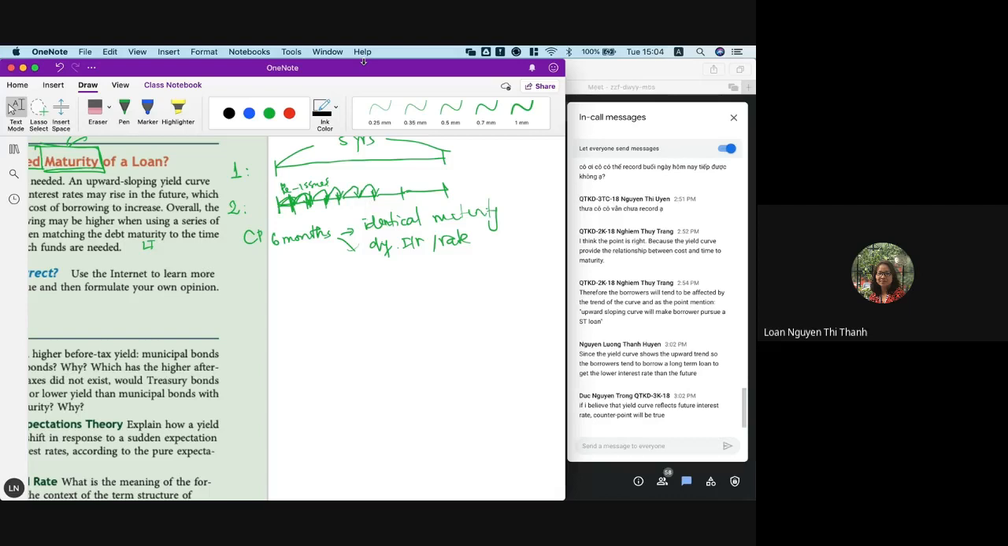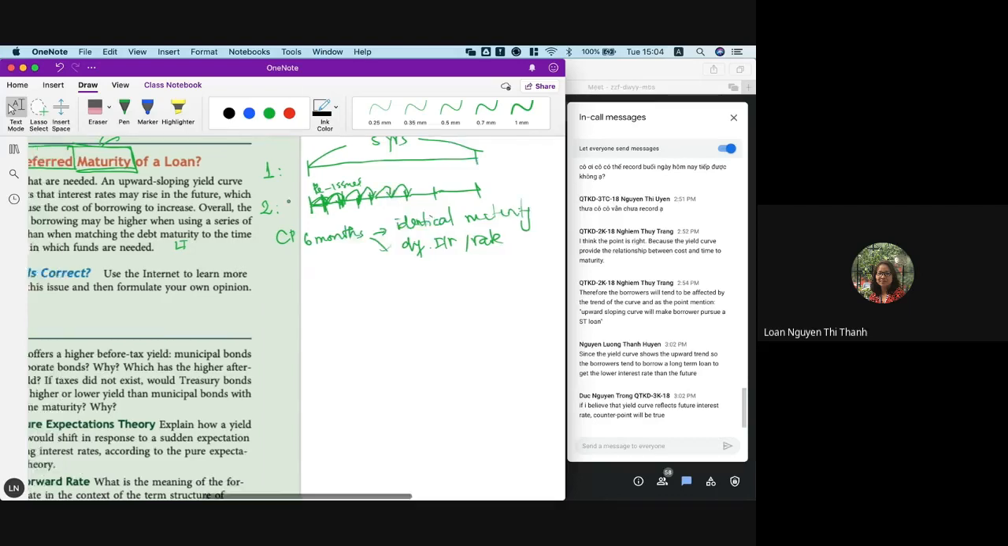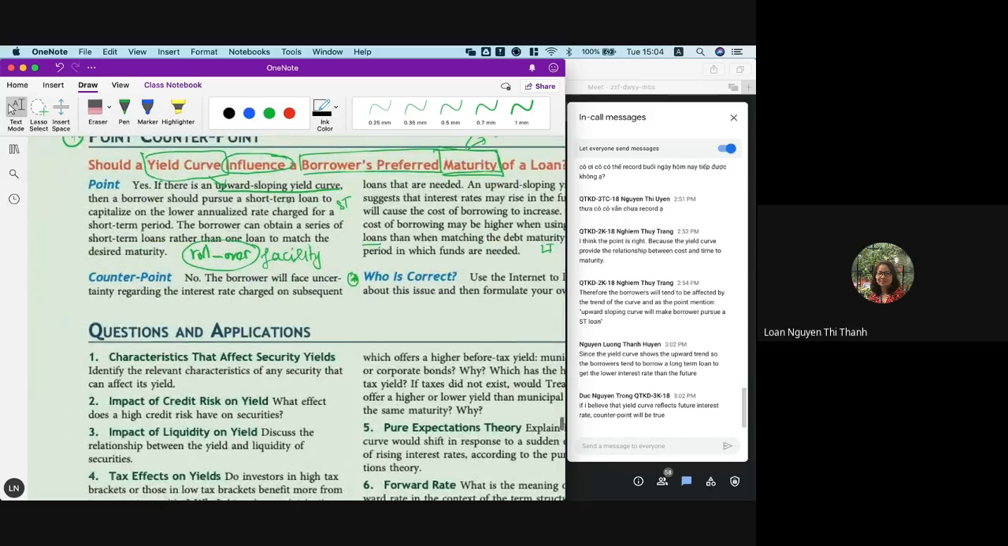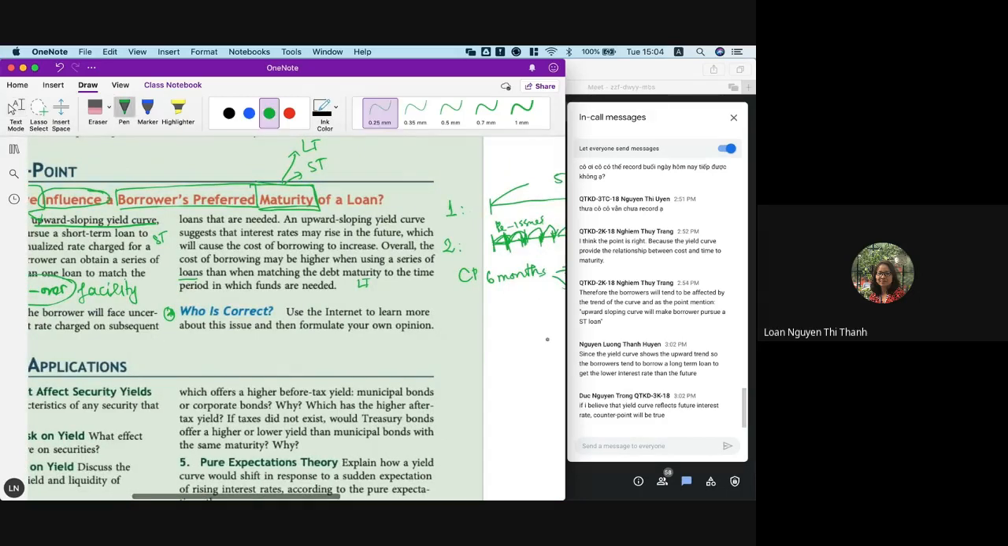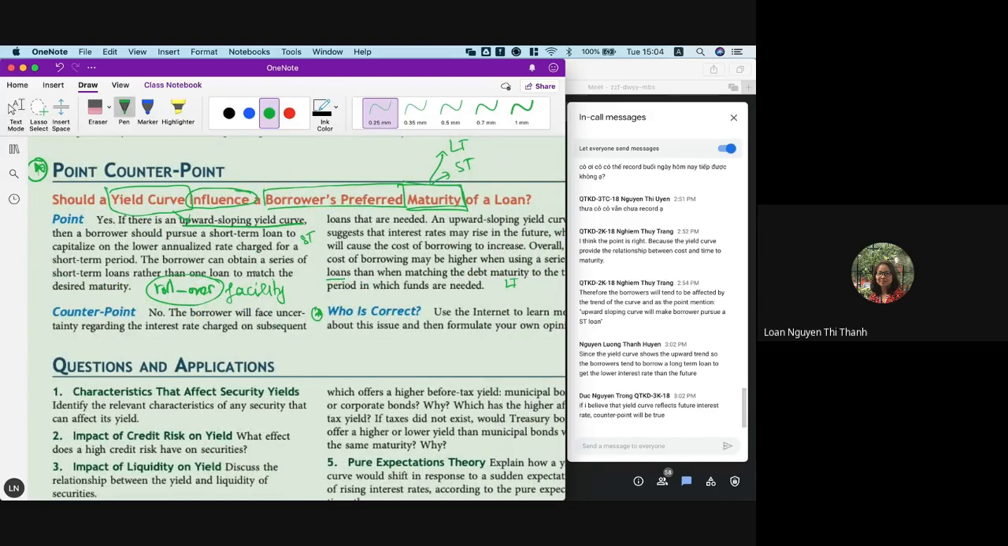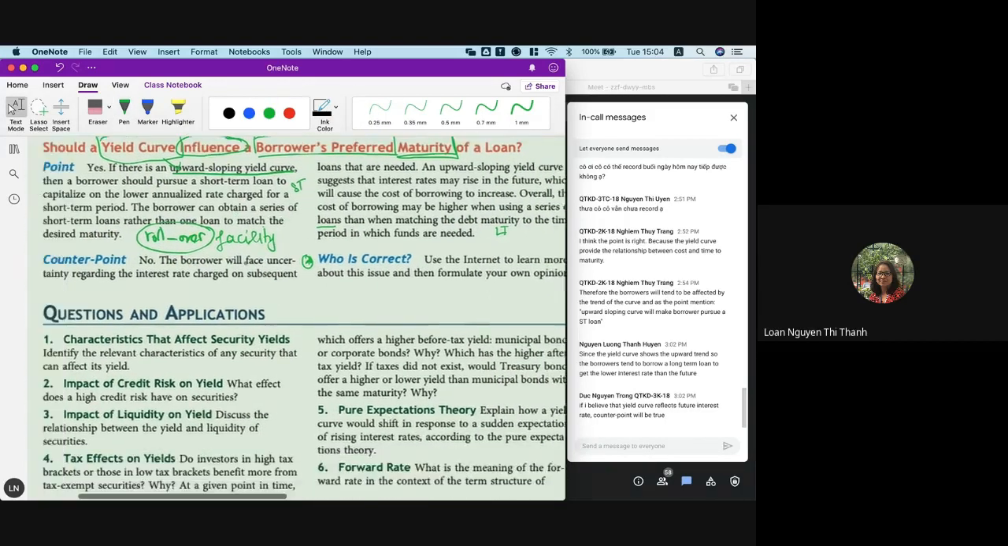So the key point here will be based on the market expectations, right? So you have a good point. If you believed the yield curve will provide a reasonable forecast of future interest rate, with the expectation that interest rate will increase. Okay, interest rate will increase.